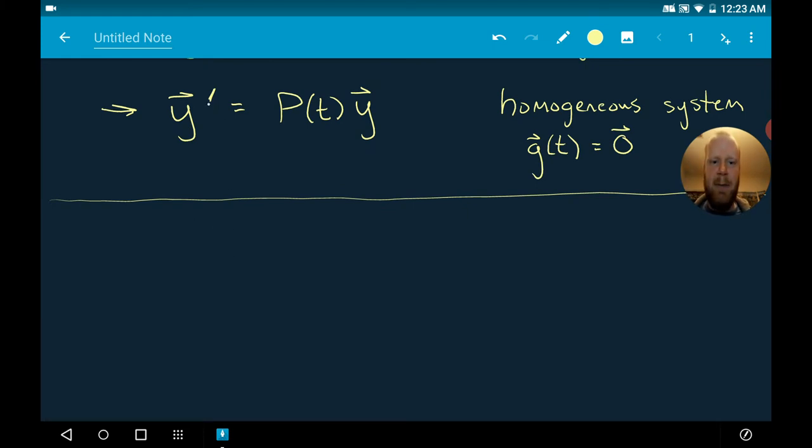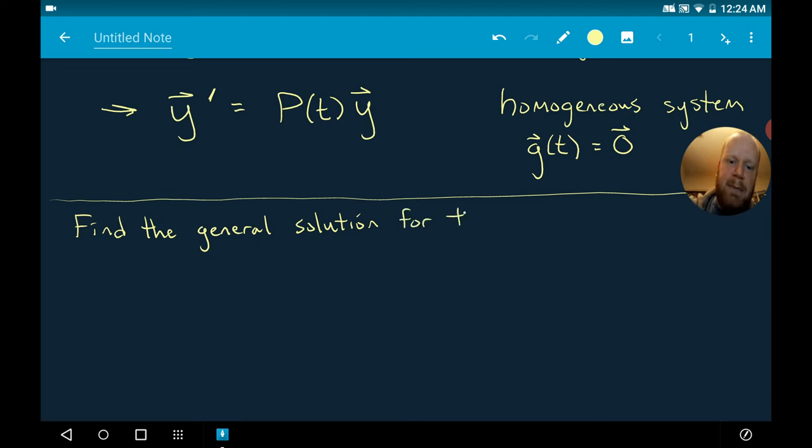But the basic breakdown of, well, I'll start the problem and then I'll describe what we do. So here's the problem. Let's say I want you to find the general solution for the following system. So the system I'm going to look at looks like this.